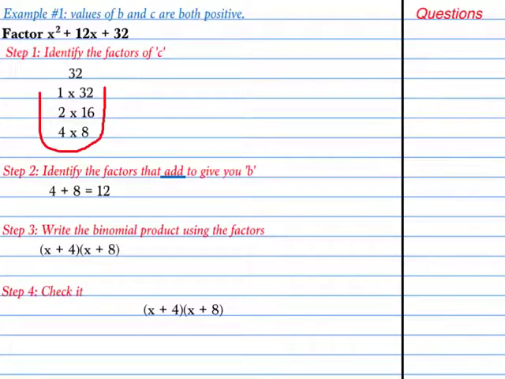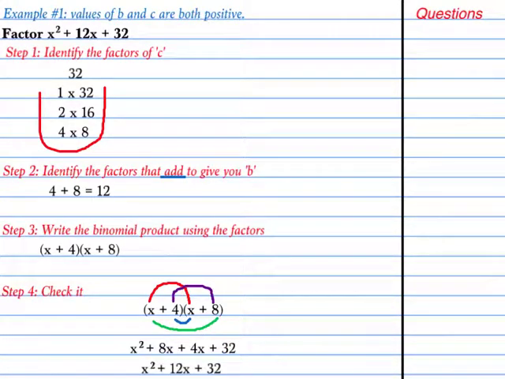And now I can check to make sure my factors do indeed give me this trinomial. So x times x gives me x squared. X times 8 gives me 8x. 4 times x gives me 4x. And 4 times 8 gives me 32. Go ahead and combine like terms of 8 plus 4. And that gives me x squared plus 12x plus 32.